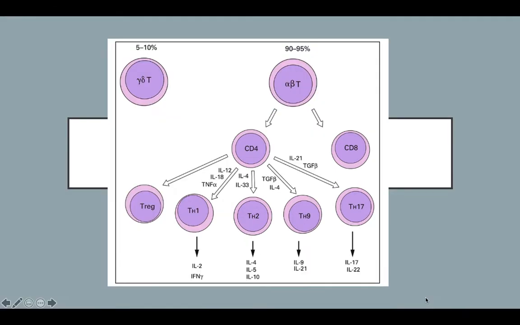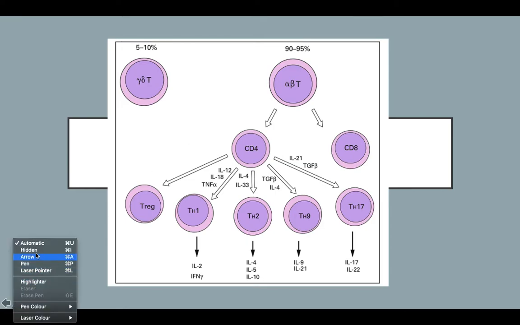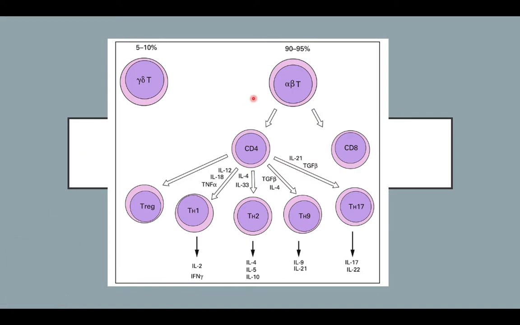Today I will be talking about the T cells and the different populations of the T cell. First of all, we have two types of T cell. According to the receptor, we will divide them into the alpha beta T cell and the gamma delta T cell.